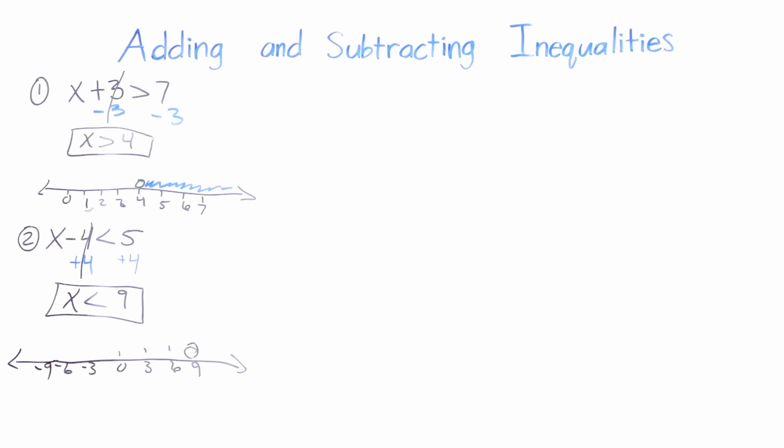And then do we shade to the right or do we shade to the left? We're going to shade to the left. So we have 8, 7, 6, 5, 4, 3, and so on. And you're going to put any number there that is less than 9.